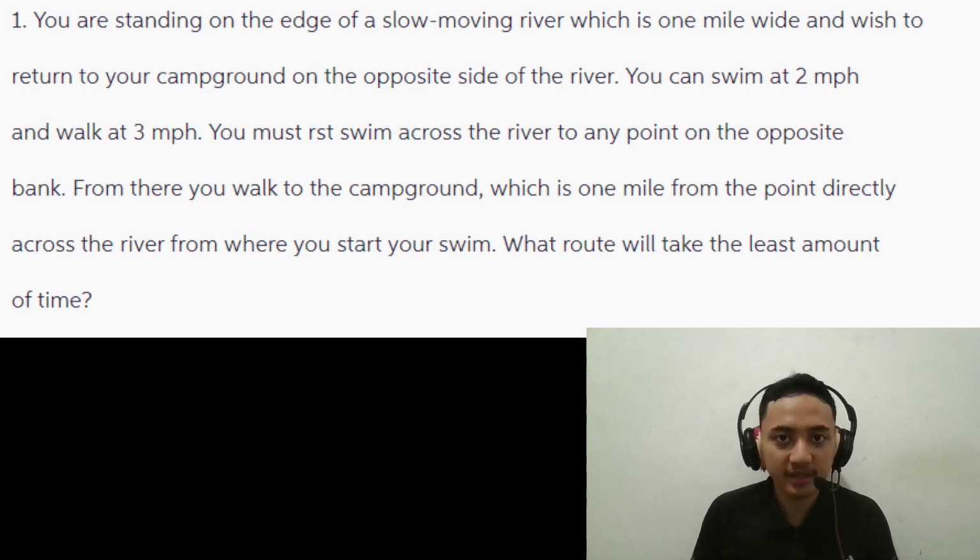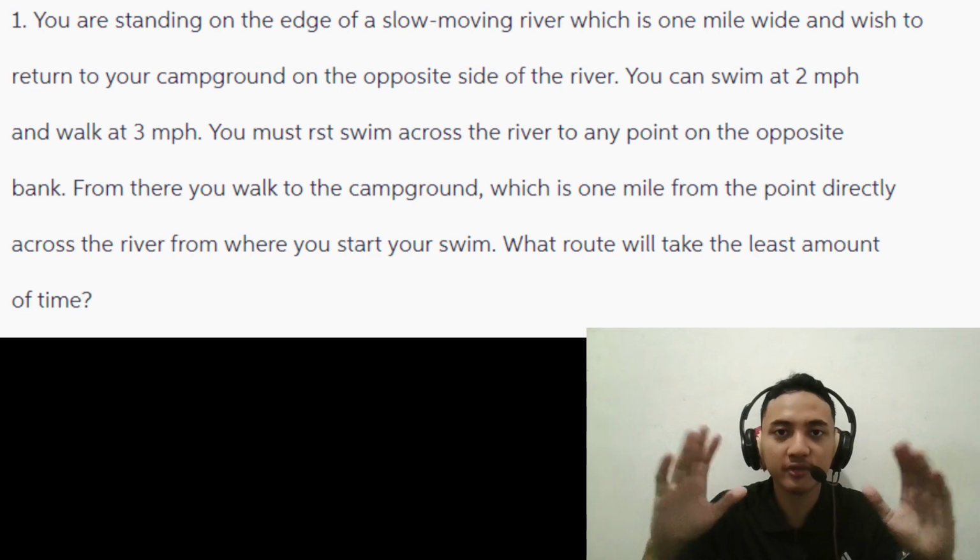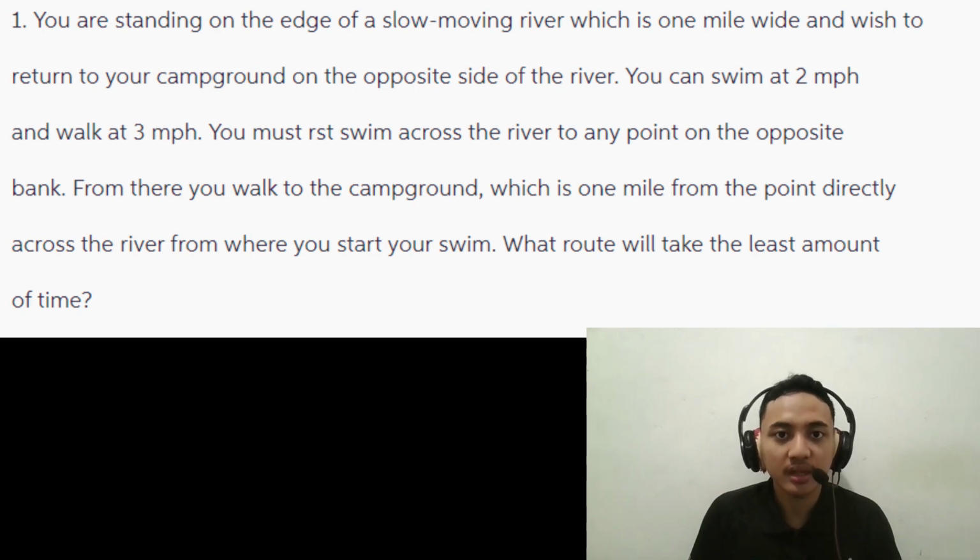And then initial thinking. We must understand that the distance across the river is 1 mile, the swimming speed is 2 miles per hour, the walking speed is 3 miles per hour, and the campground location is 1 mile from the point directly across the river. We must take all of that into consideration. And then we use the relationship between distance, speed, and time to set up the problem.